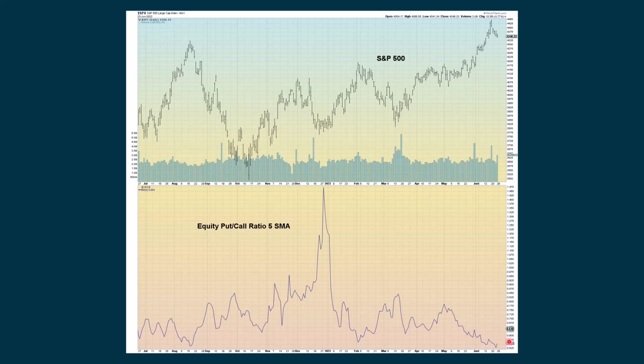Then we look at a 5-period simple moving average of that same equity put call ratio. And we've been going down overall, even though it did tick up over the last few days as we saw some weakness coming into the market. The chart that you typically see in the daily videos is a longer term version of this chart, where I have some different levels plotted on here, and sometimes we can use this for a signal.